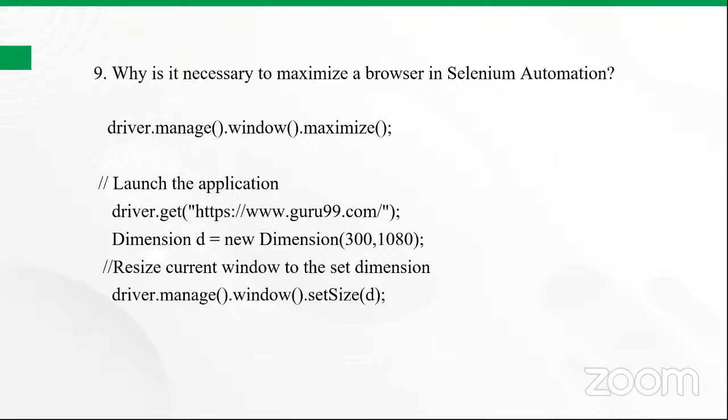That is the use of maximizing the browser, to make sure that all the elements will be identified and our test will be executed successfully. So it is always a good practice to maximize the browser while automating any web application. And when do we maximize the browser? It is usually done at the start of the script so that the script gets executed successfully without error.